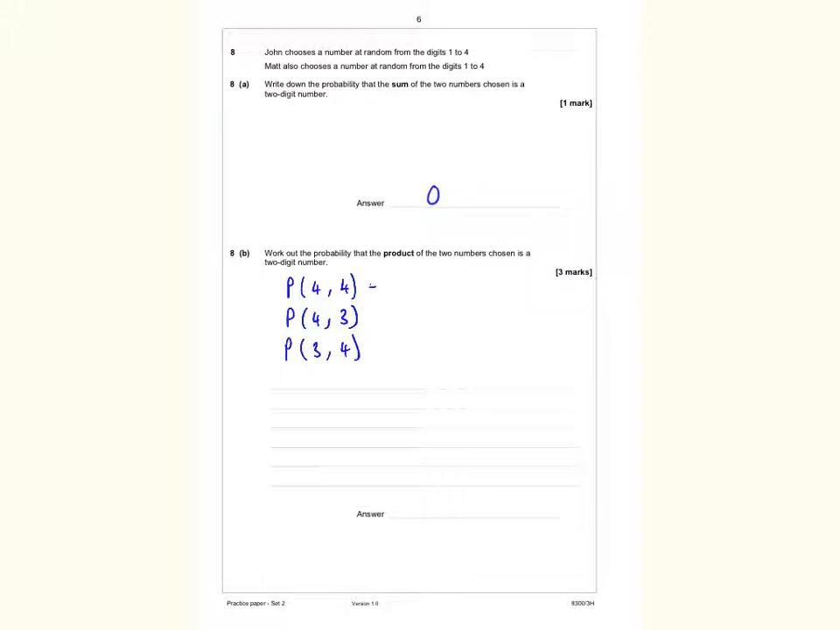Now the probability. So they said that John chooses a number at random, so it could equally likely be either 1, 2, 3, or 4. So the probability of John getting a 4 is a quarter, so it's a quarter times a quarter, because Matt also chose at random. We need this one again, a quarter times a quarter, and also again a quarter times a quarter. That's going to be 1 over 16. This is going to be 1 over 16, and this is going to be 1 over 16. Okay, and then we're going to add them up, and that's going to be 3 over 16.